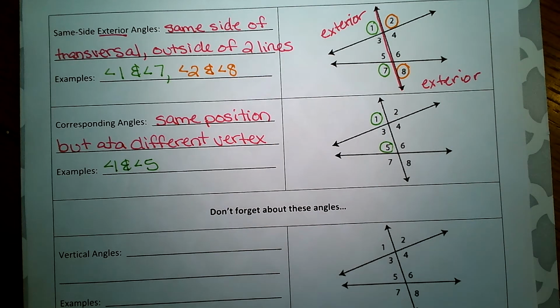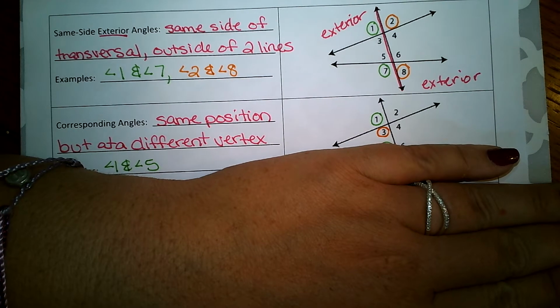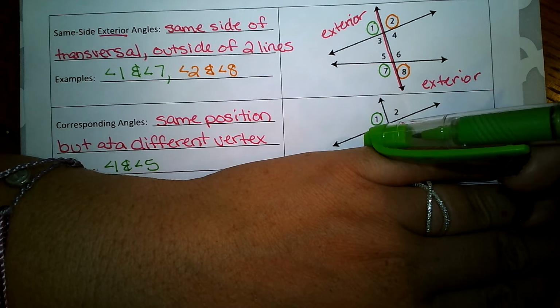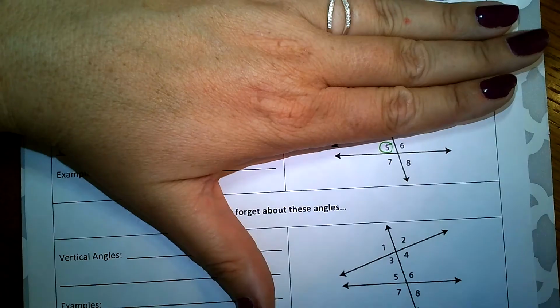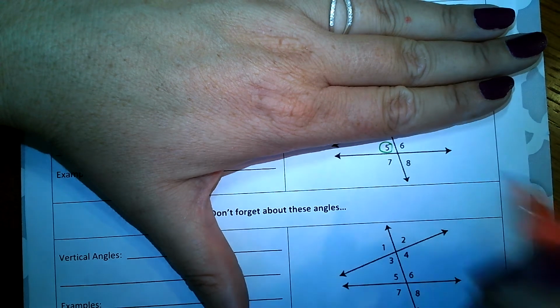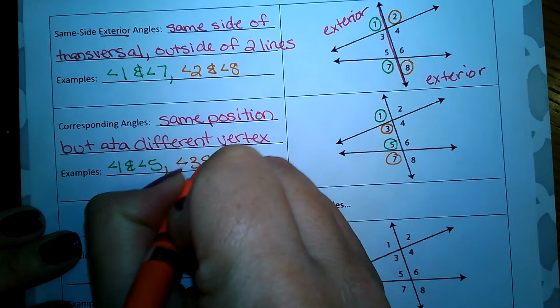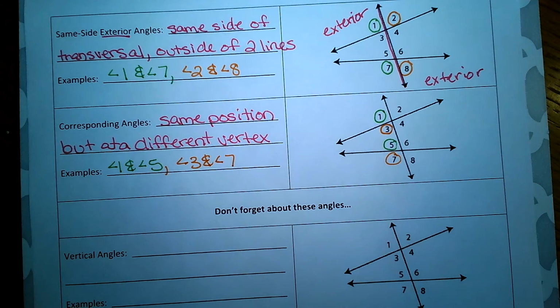Okay, let's try again. Check out angle 3. Circle angle 3 here. Cover up the bottom intersection. Angle 3 would be on the bottom left of this intersection. So what is in the bottom left position of the lower intersection? The bottom left is angle 7. So angle 3 and angle 7 are a set of corresponding angles. Okay, let's keep going. We can go all the way around here.